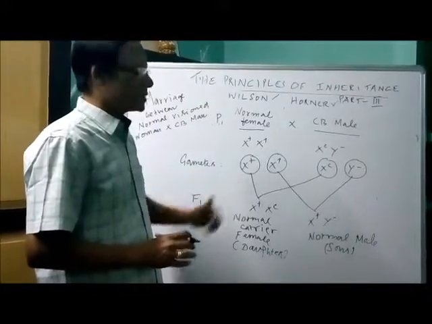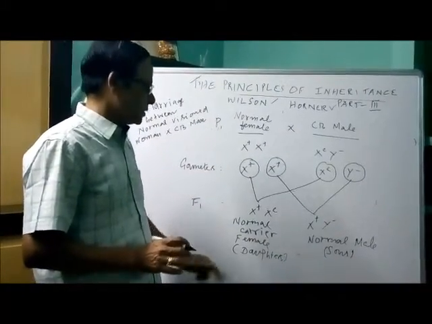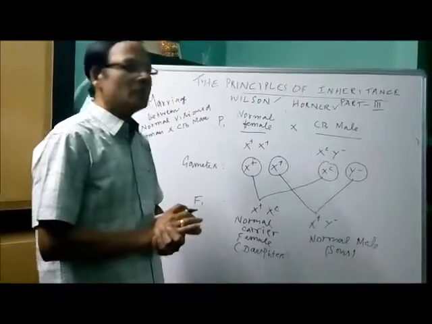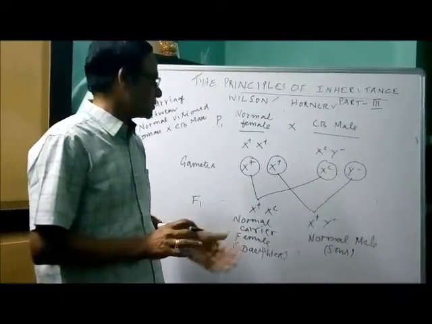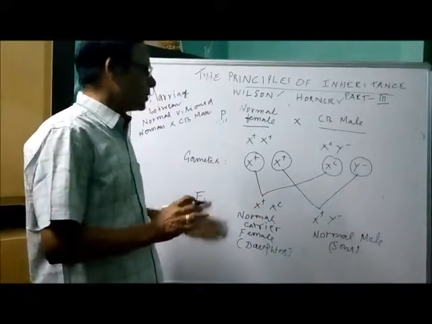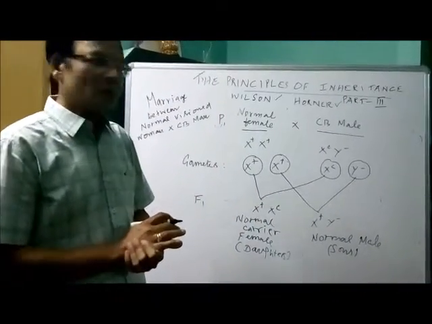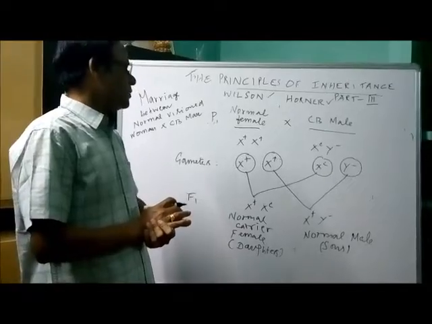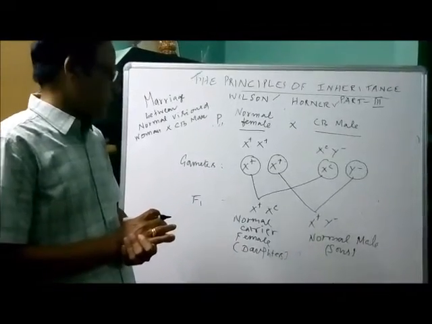The X with the plus gene is transferred to the normal male. So, from female to male, then male to female. This is what is happening in crisscross inheritance. Again, how can I remember this one?